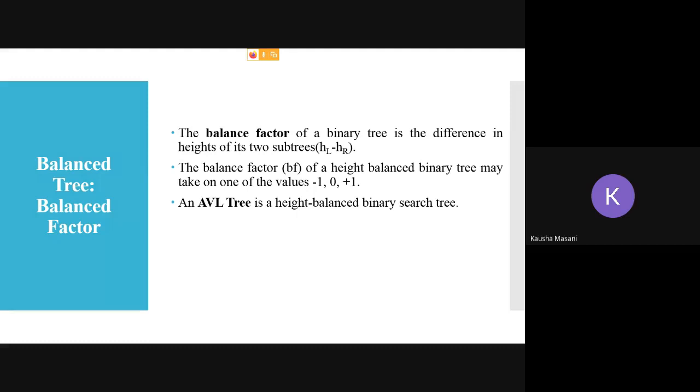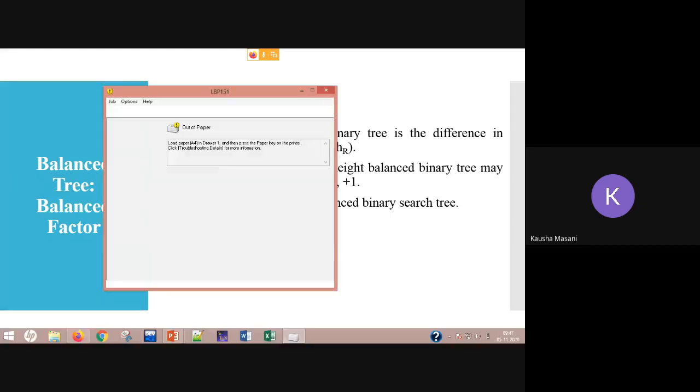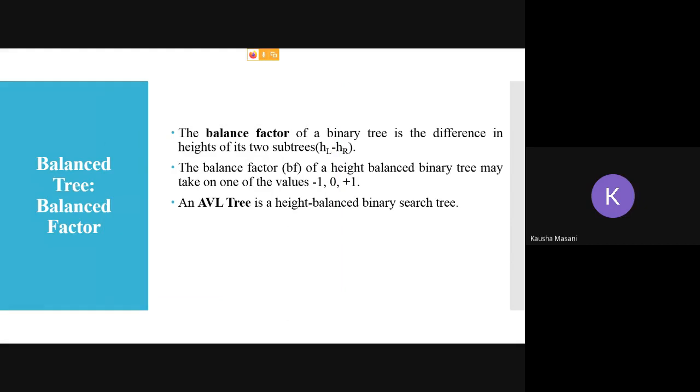What is the property of a binary search tree? How can you identify that the given tree is a binary search tree? Root node: all the left subtree will be less than the root node, and all the nodes on the right subtree will be greater than the root node. That is a binary search tree. Kindly refer and do remember the properties.